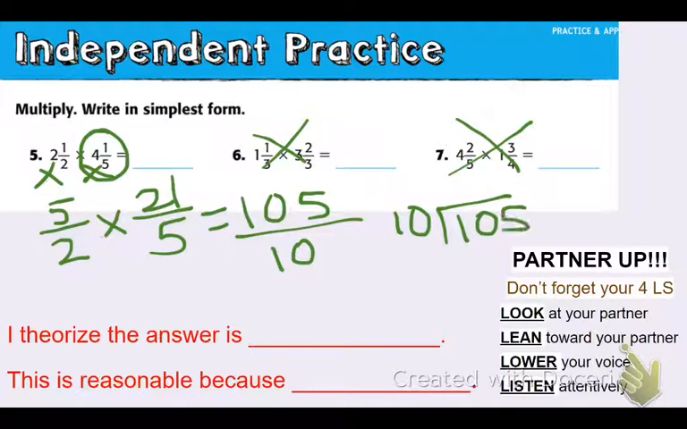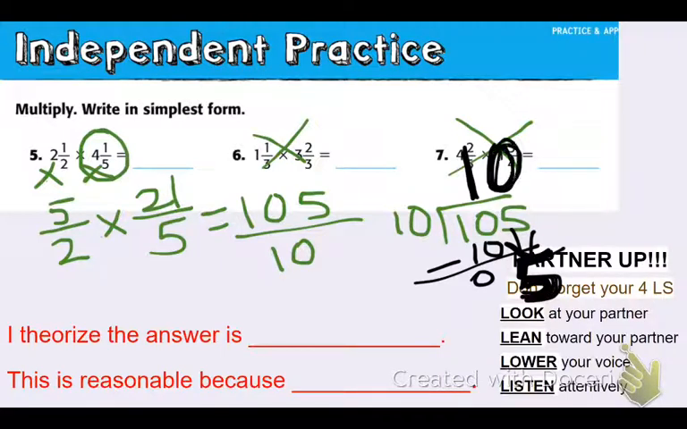How many groups of 10 can I make out of 105? Well, 10 divides into 10 one time. I'm going to start there. I'm going to go ahead and subtract 10, bring down the 5. Well, I know that I cannot make a group of 10 out of 5. I don't have enough. So I'm going to put a 0.